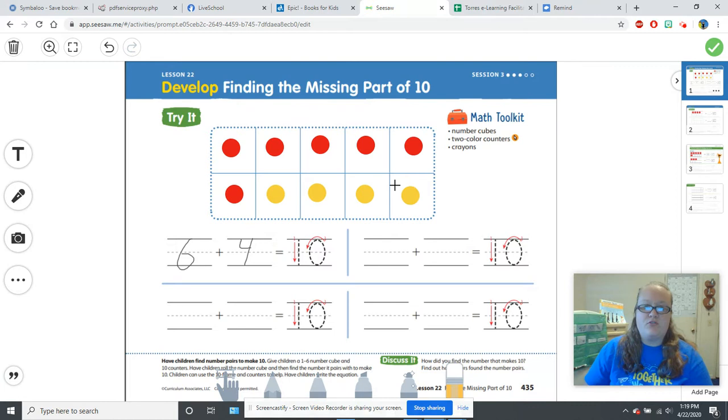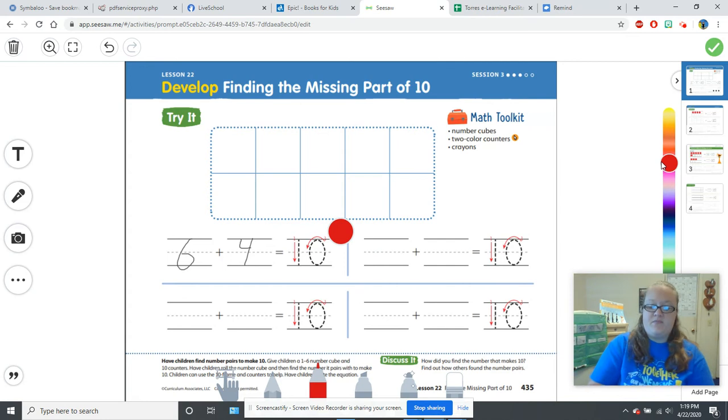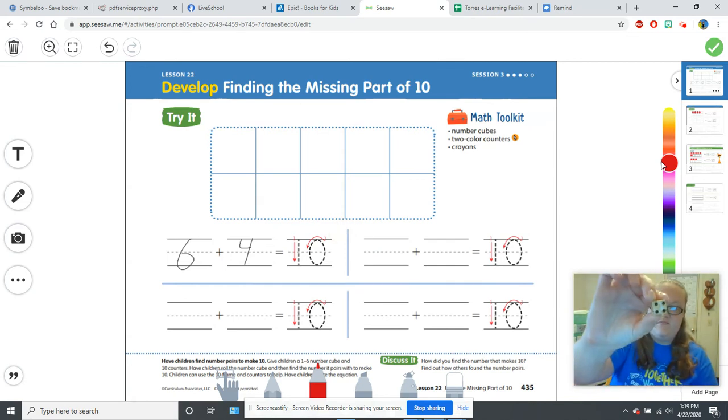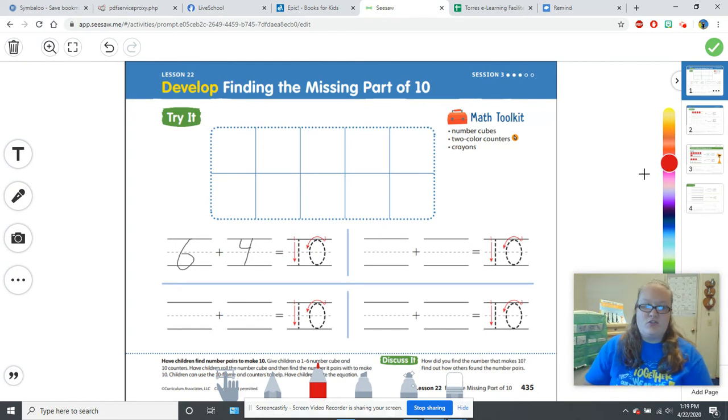I'm going to use the eraser tool now to get rid of all the dots on my tens frame so we can do another example. Okay, so once you have all that erased, get ready to write with your red dots. And the next one I roll is 4. So I'm going to put 1, 2, 3, 4 red dots and write the number 4. Then I'm going to switch over to yellow to count how many more I need to make 10.